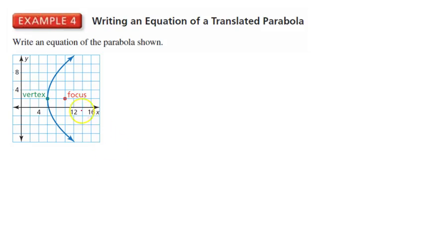Let's write an equation for this parabola. All right, so what are the coordinates of the vertex? We go over 1, 2, 3. Whoa, time out. 1, 2, that's a 4. So we go 2, 4, 6, and then up 2. So that vertex is (6, 2). Our focus is over 10 and up 2.